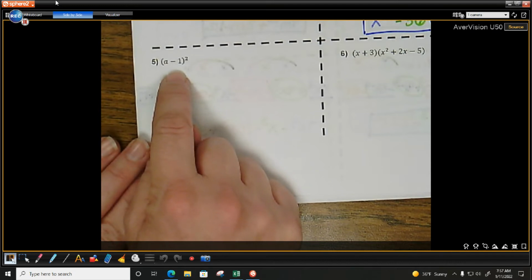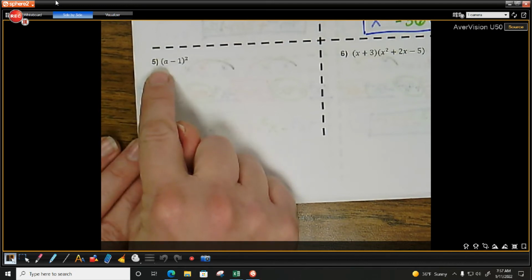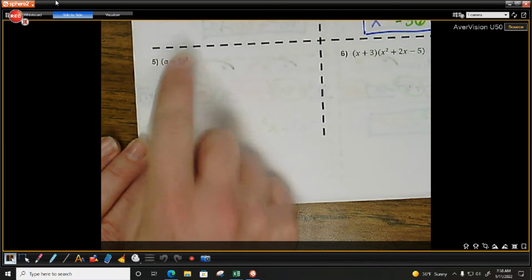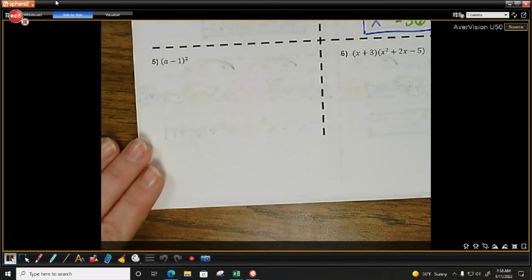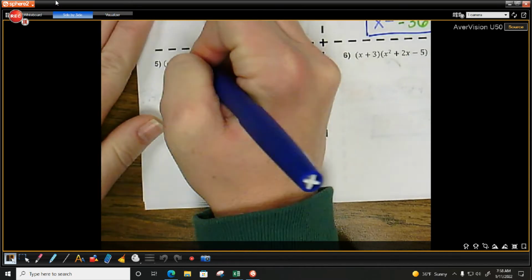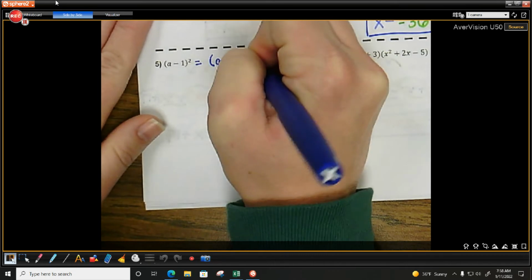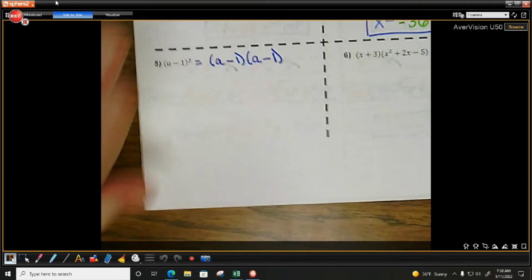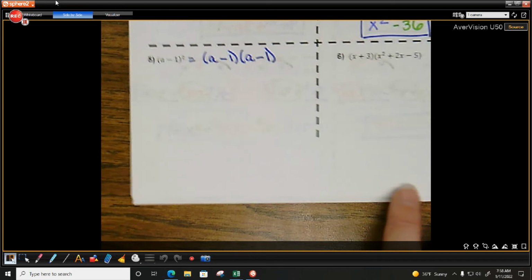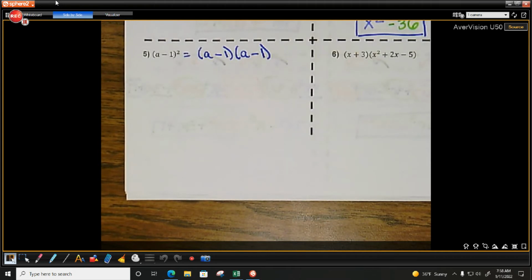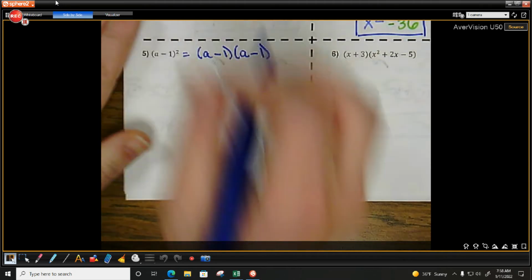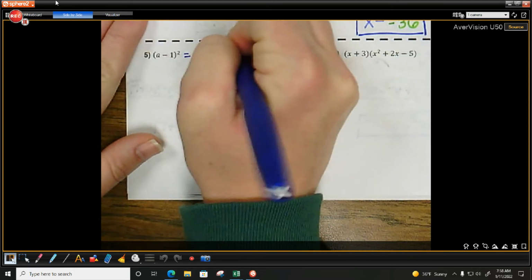Okay, so from our exponent unit, what do we say something to the second power means? So you have the parentheses twice. So I'm going to write this out as a minus 1 times a minus 1. You have the parentheses twice. So I have 2 terms times 2 terms.